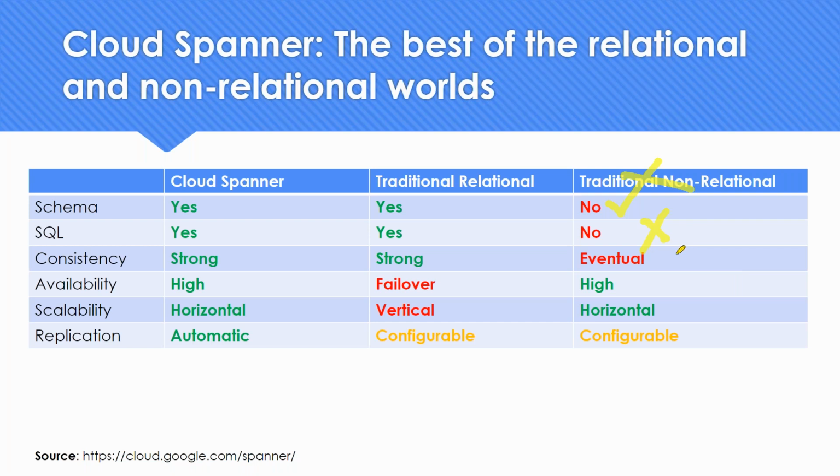Consistency wise, they are going to be eventually consistent. That's where things like population of a country kind of information are stored. So eventually they are going to be consistent.